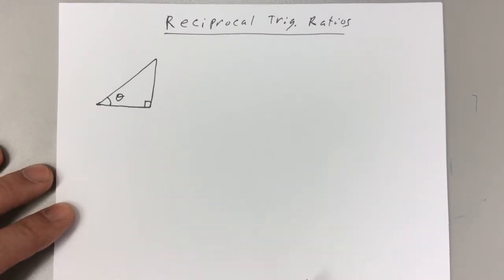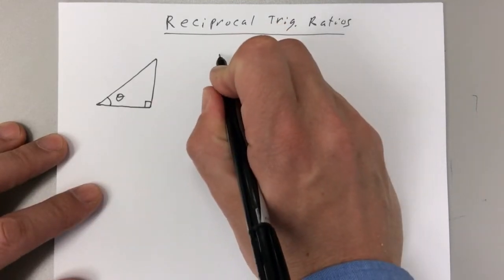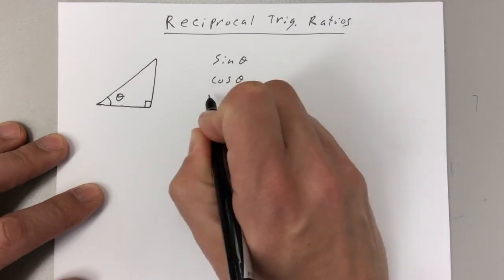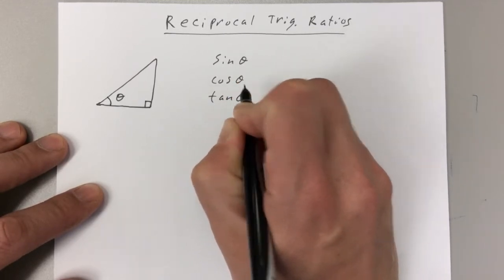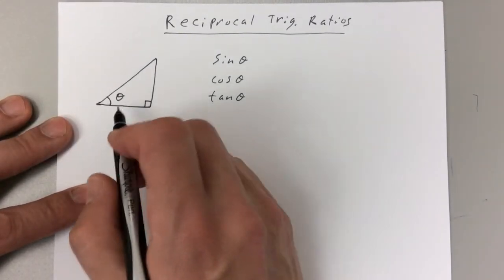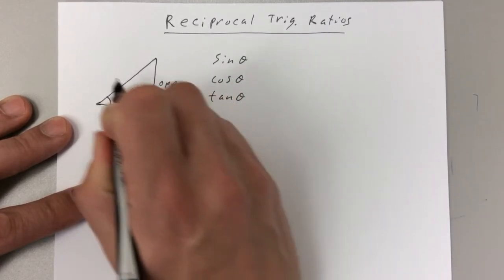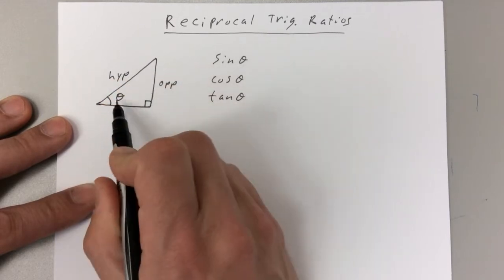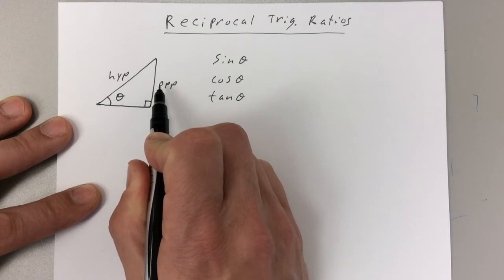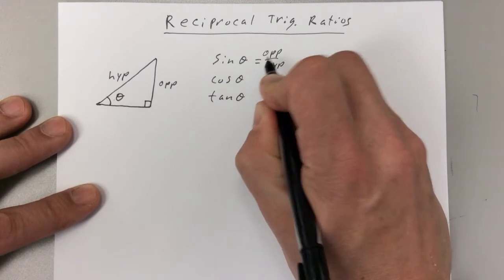Okay, in this video we're going to look at reciprocal trig ratios. Well, first, the primary trig ratios are sine theta, cos theta, and tan theta. And the formulas for each of these with a right triangle are just sine theta is equal to the opposite over the hypotenuse. Okay, so the opposite is the side opposite the angle that we're talking about. Okay, and so we write opposite over hypotenuse for sine theta.